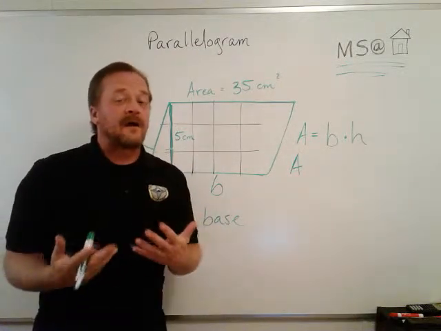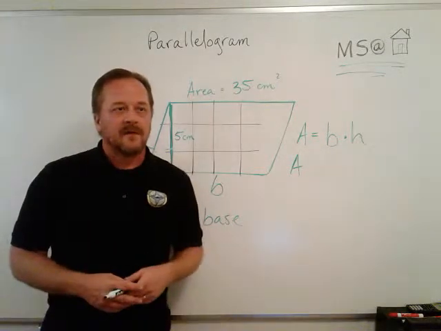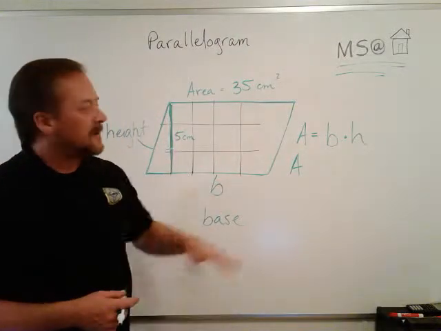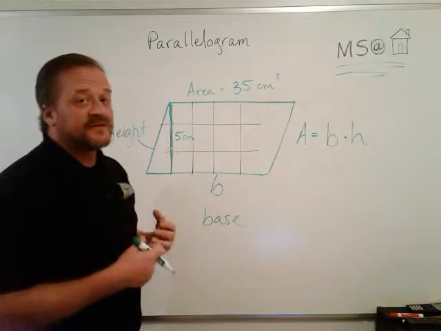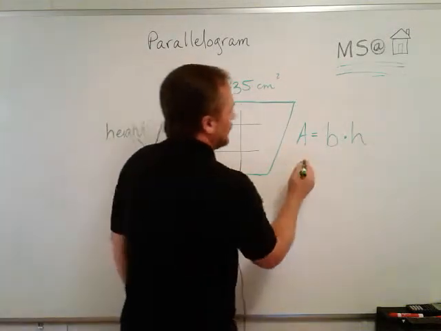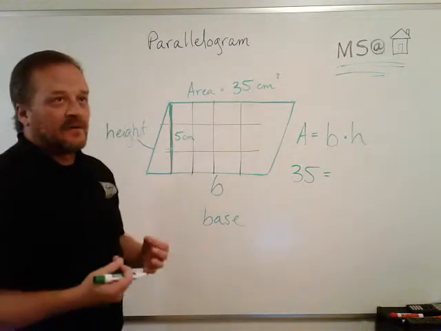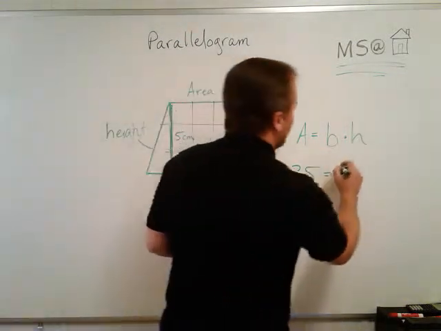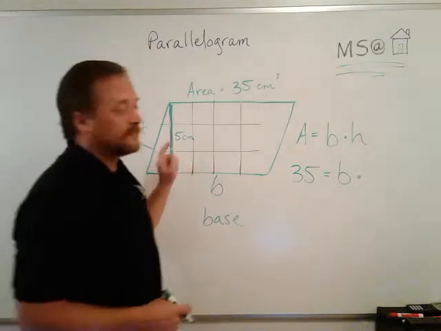Think about how you found the area last time. You took the height times the base, right? And that equals the area. That was equal to area. So now let's look at this little formula right here and let's fill in the actual values that we know. This time we know the area, right? So over here I would say 35 equals, I don't know B yet, so I'm going to leave this one as B, times 5.